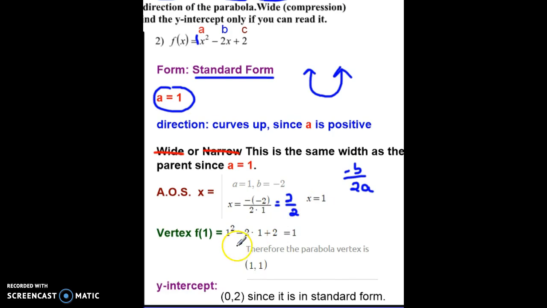For my vertex, I am going to plug in f of 1 into the original equation, and I end up with 1. So my vertex is 1, 1. Because this is standard form, I can read the y-intercept. So that's how I got 0, 2.